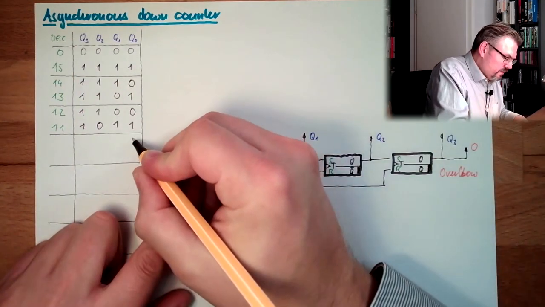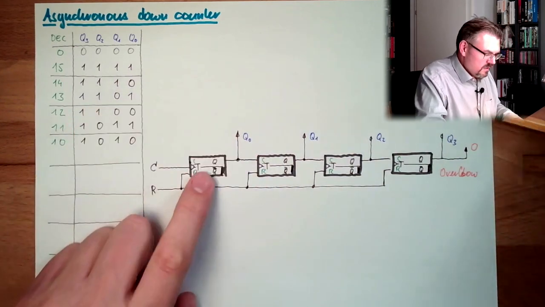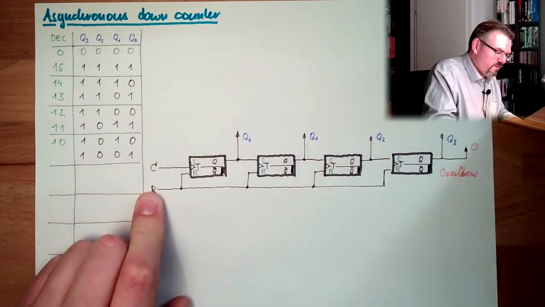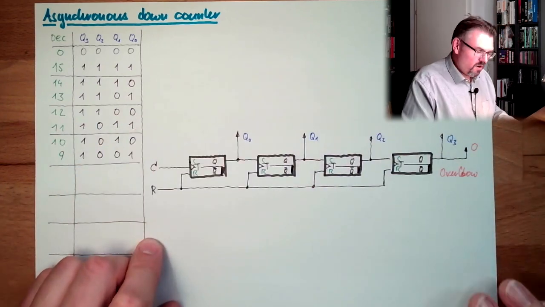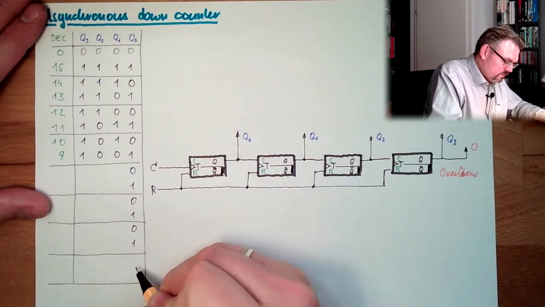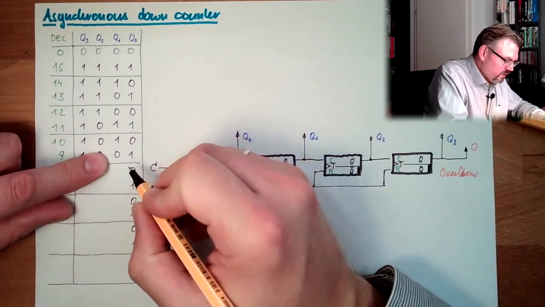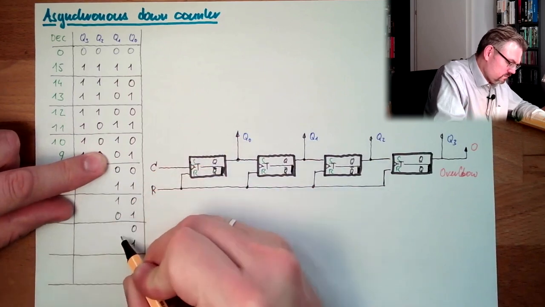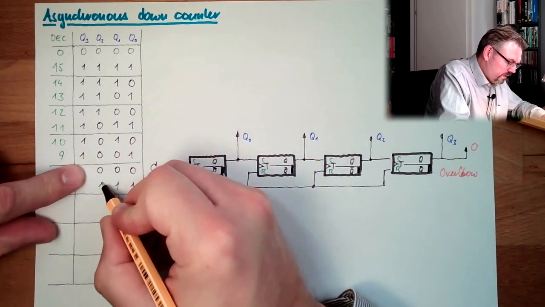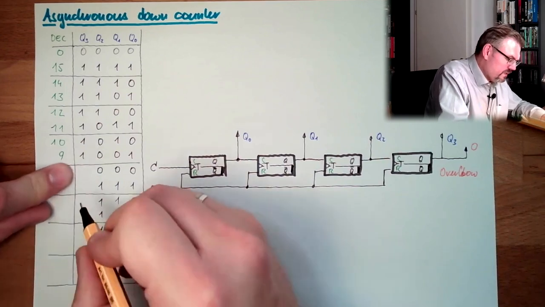Okay. Next one. Switching to zero. Nothing much will happen. 10. Switching to 1. This will toggle as well because we switch to 1. 0. They don't get anything. 9. We're really counting downwards. And so on. So we will always toggle here 0, 1, 0, 1, 0, 1. And every time we switch to 1, this will toggle as well. Every time this is switching to 1, this will also toggle.